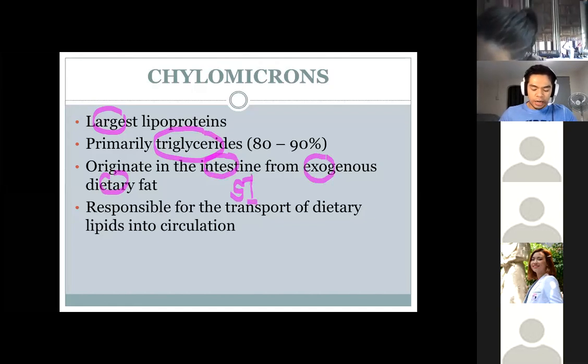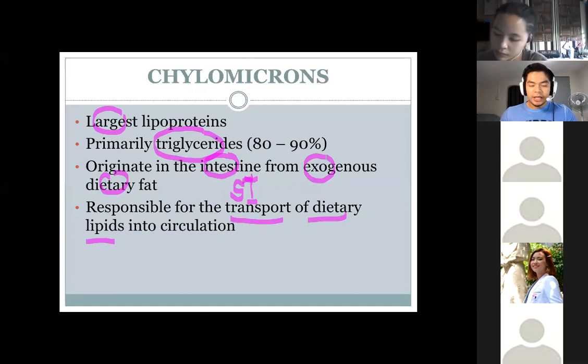Nag-originate siya o na-produce siya sa small intestine natin. Don't forget this because may figure tayo that will explain this process later. Okay? And then we discuss na transport of dietary lipids kasi nga this can be obtained from the food that we eat. Okay? So yan ang chylomicrons.